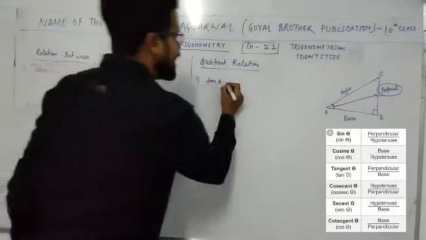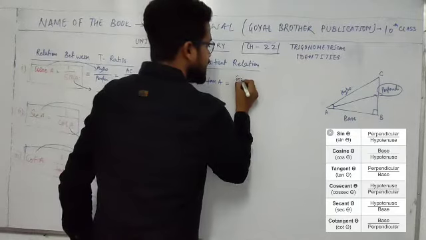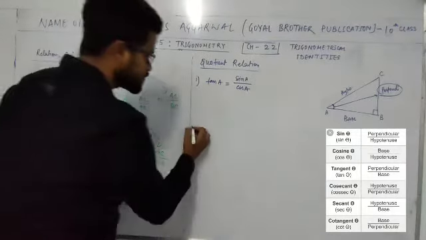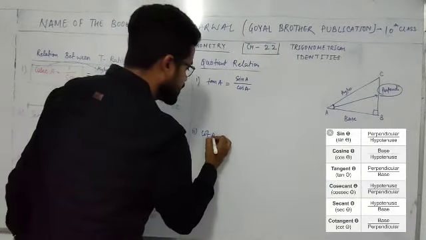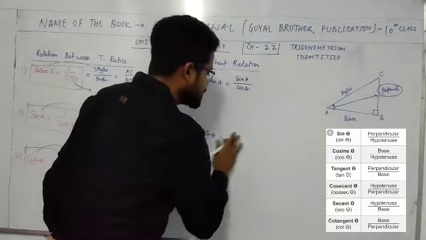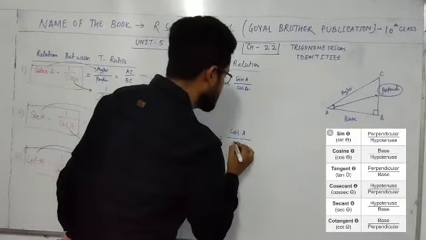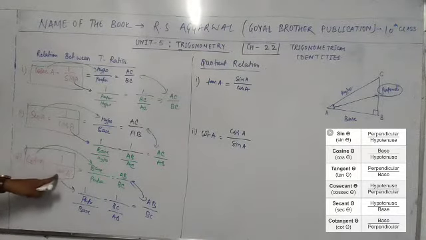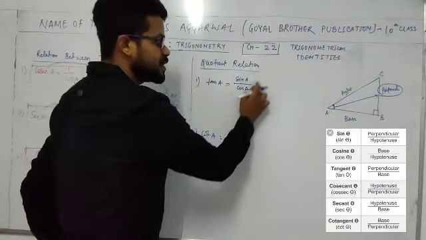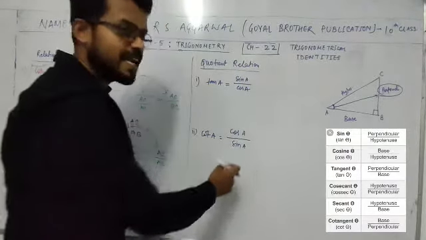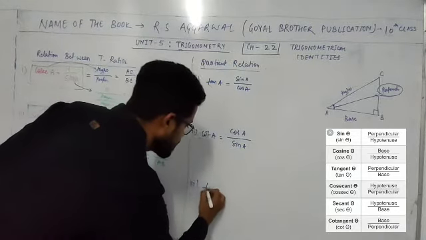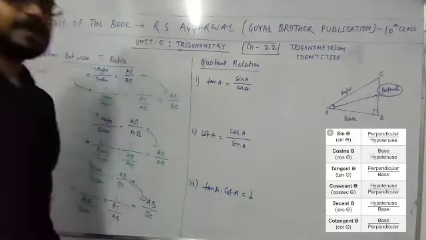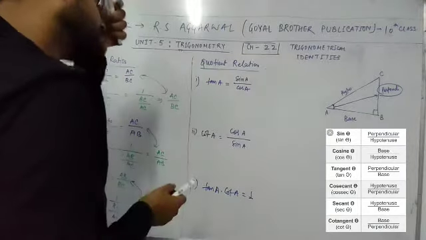Now, this is tan A. Tan A is simply sin A upon cos A. Second is cot A. Cot A is nothing but cos A upon sin A. Look here, cot A is the inverse of tan A, just the opposite of tan A. Here tan A is sin A upon cos A, so cot A is cos A upon sin A. And the last one is tan A into cot A is equal to 1. So we have to prove this.